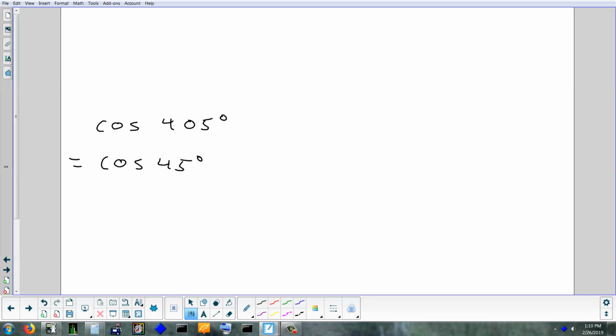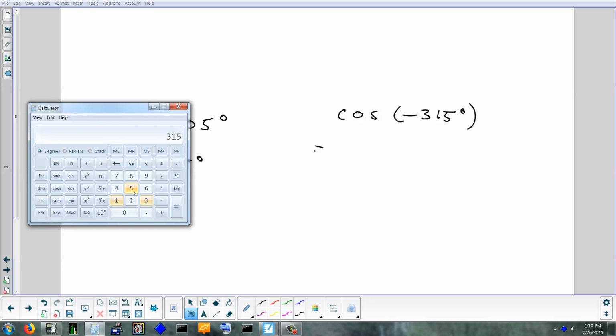What if I asked for the cosine of negative 315? What would you do there? Yeah, you'd add 360. And once you do that, you would see that it's actually the same problem again. So there's lots of ways I can really keep asking the same thing.